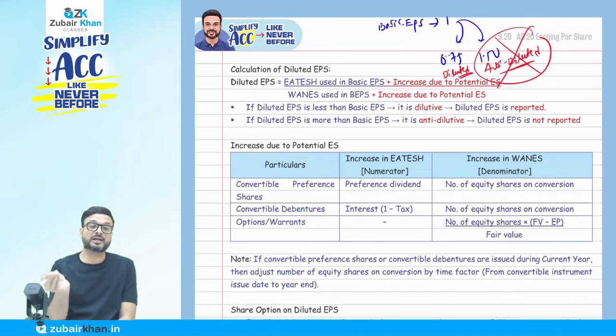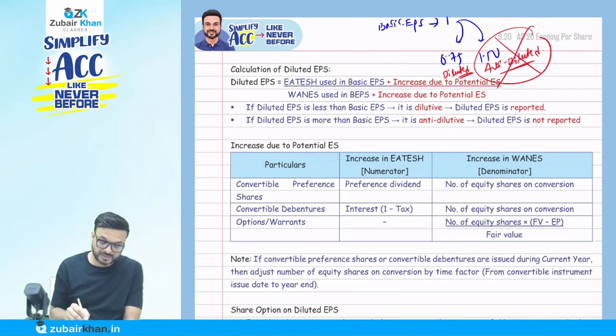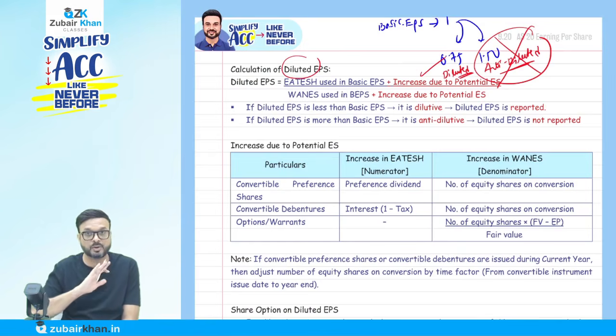Because when they convert it that year, then my EPS will go down. So if they convert today, my EPS will be lower than the basic EPS. So we have to disclose that also. But how to calculate this diluted EPS? This we disclose, anti-diluted we don't disclose.